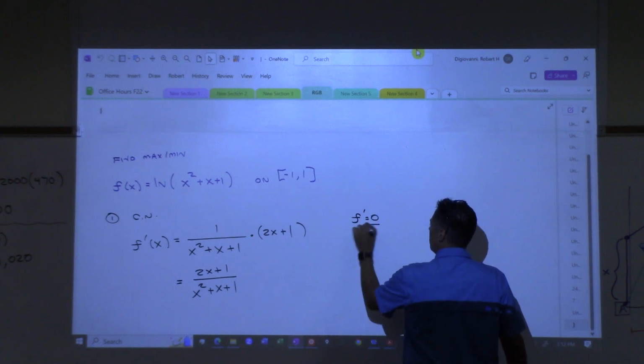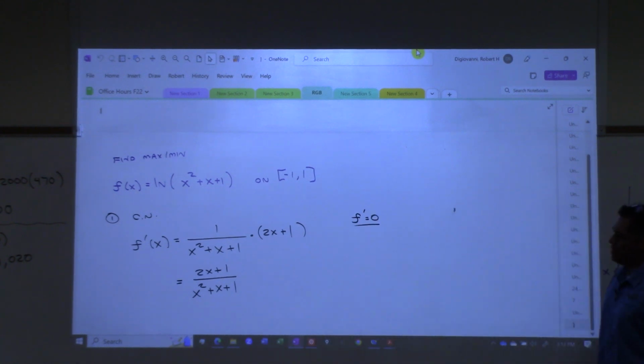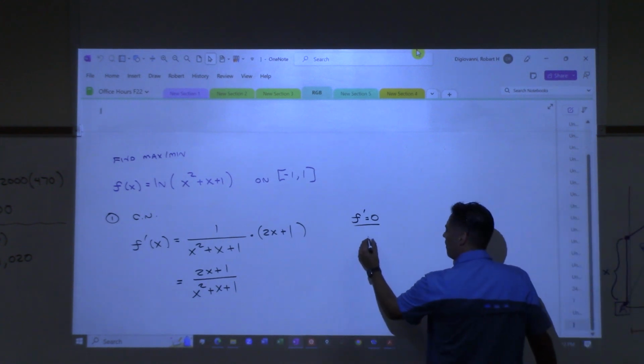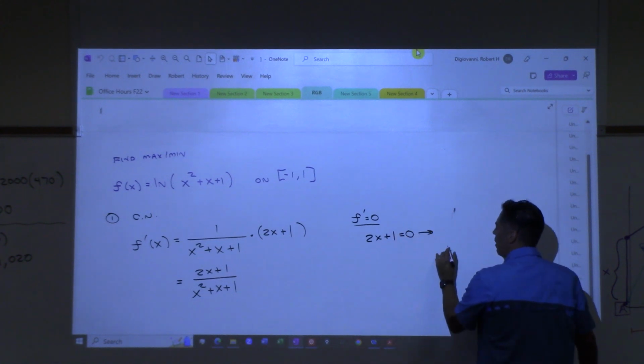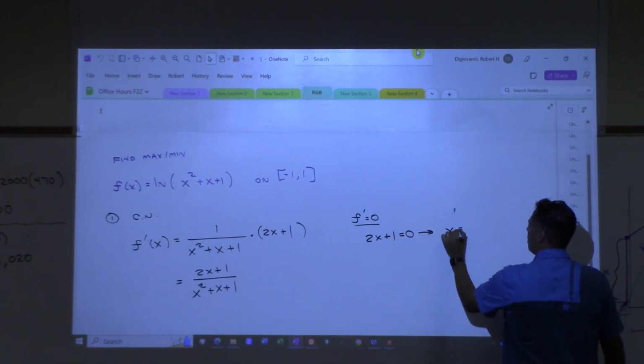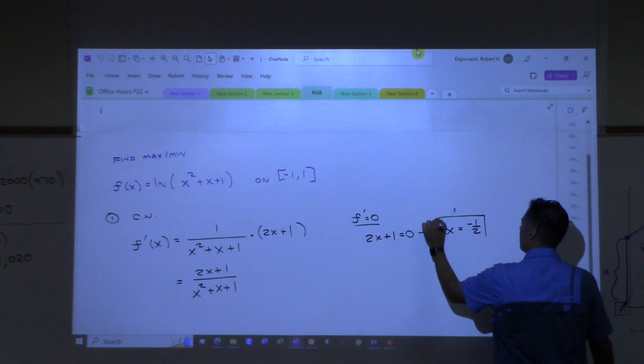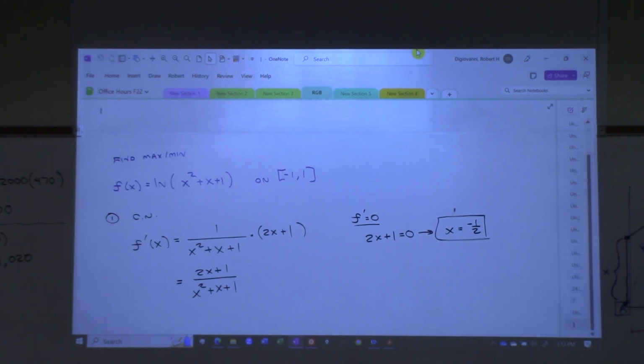Equaling 0. Well, look, luckily for us, it's already a fraction, isn't it? So all I really have to do is figure out what's 0. The top. 2x plus 1 equals 0. And that's just a little linear equation. Subtract 1, divide by 2. You get negative a half.